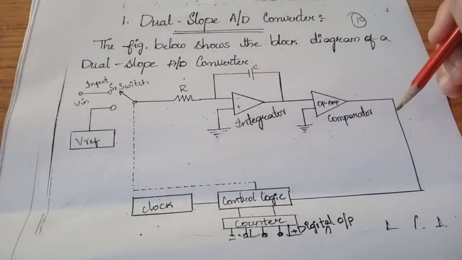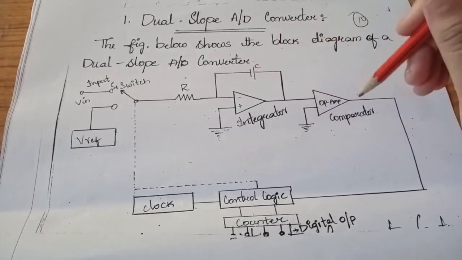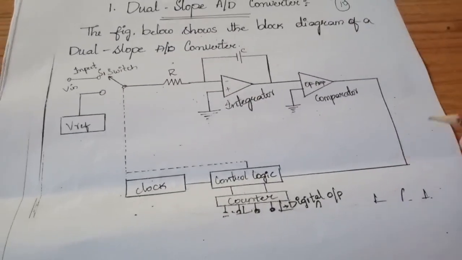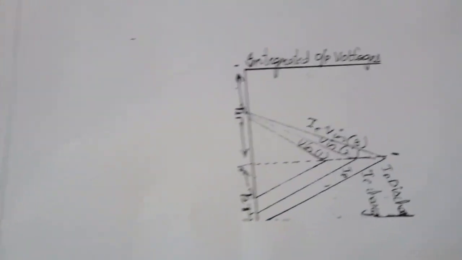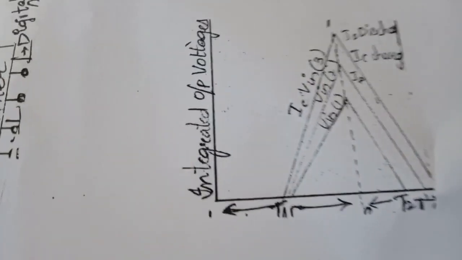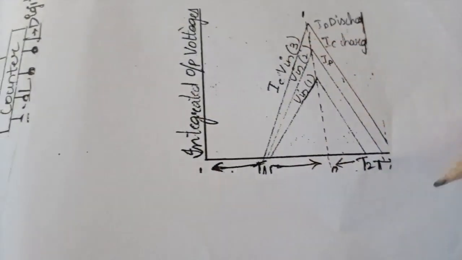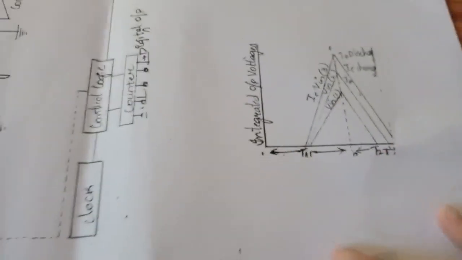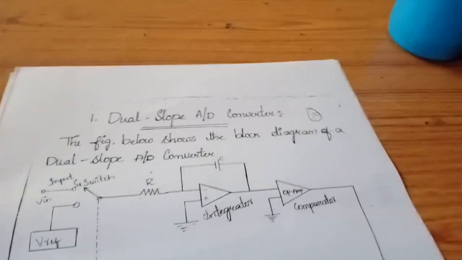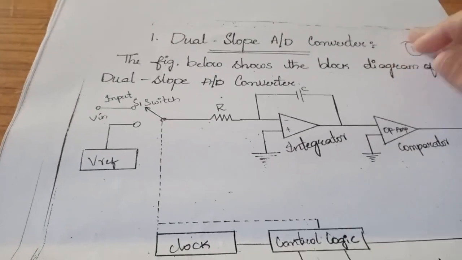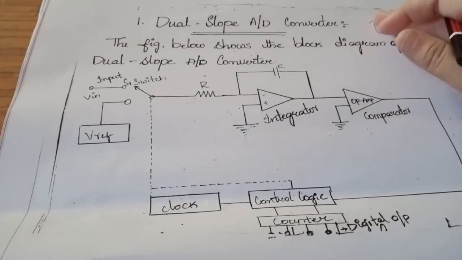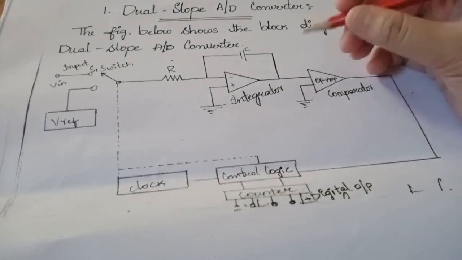Now first, the block diagram of the dual slope A to D converter. Dual means what? Two slopes. Slope means like up and down. So it will be in this form. Dual slope means the slopes will be in this form: one is positive and one is negative. That is known as dual slope. Now first we will be dealing with the dual slope A to D converter block diagram.